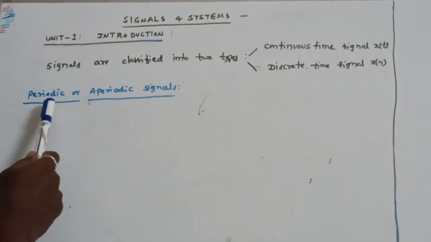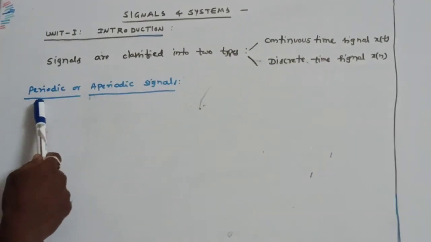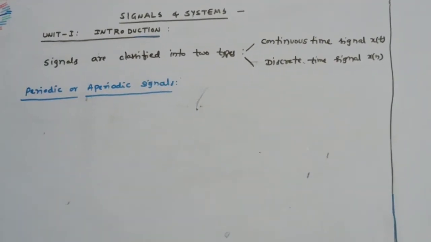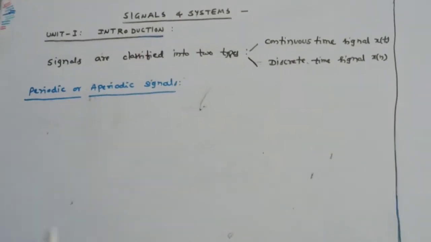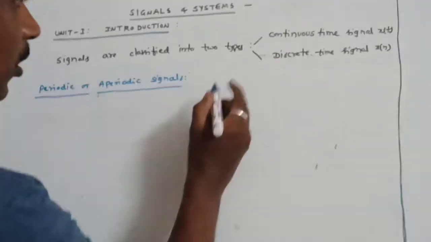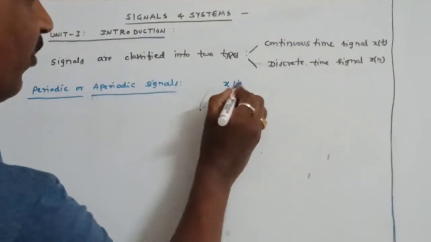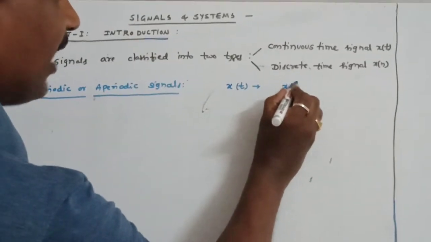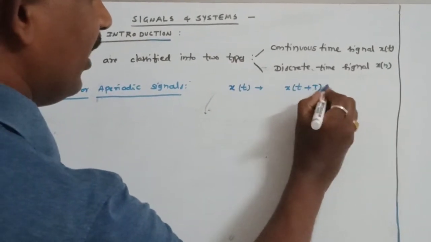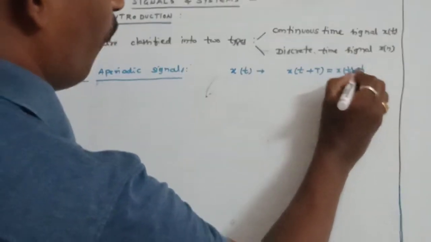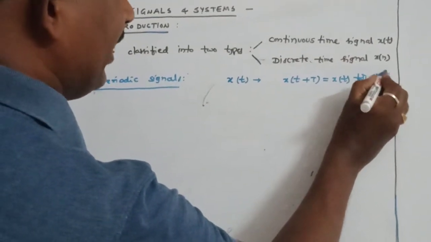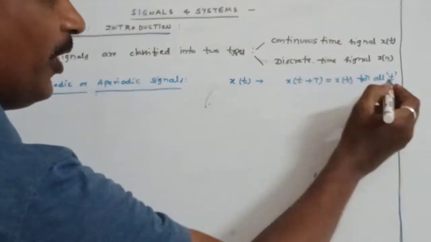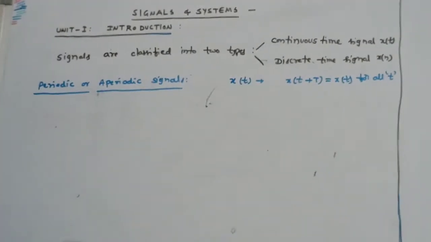Hi, in the previous class we have discussed the definition of periodic or aperiodic signals, both for continuous time signals and discrete time signals. Let us revise the definition in short. A continuous time signal x of t is said to be periodic if it satisfies x of t plus capital T is equal to x of t for all t. If this equation is satisfied, then it is called a periodic signal. Otherwise it is said to be an aperiodic signal.